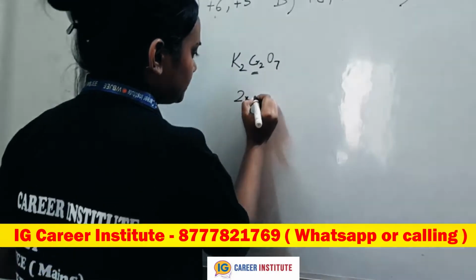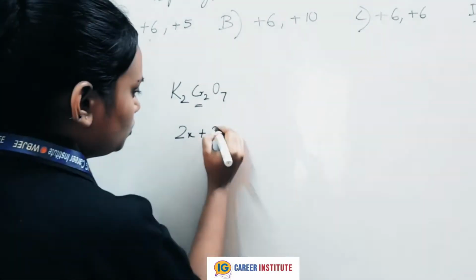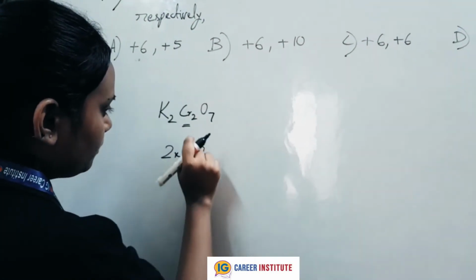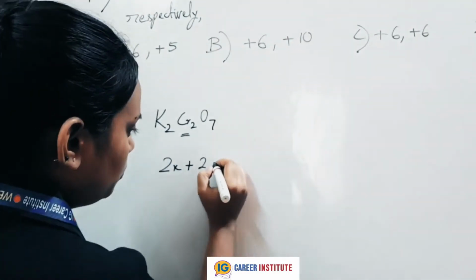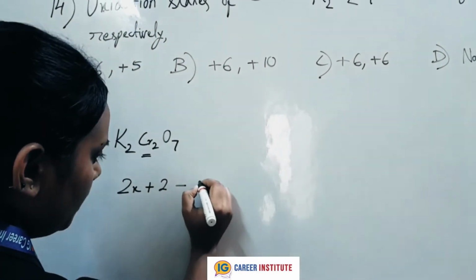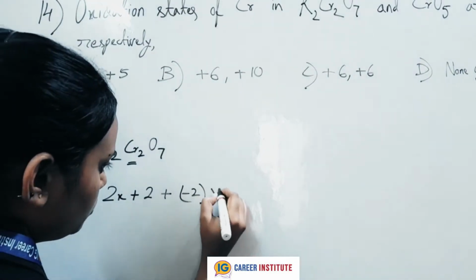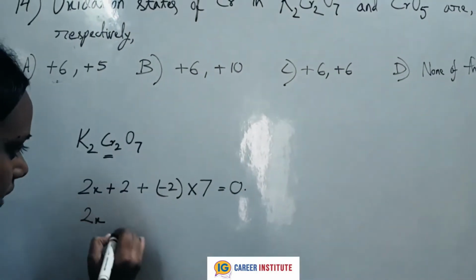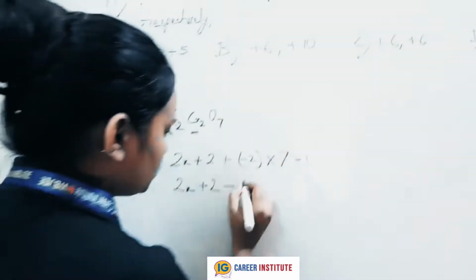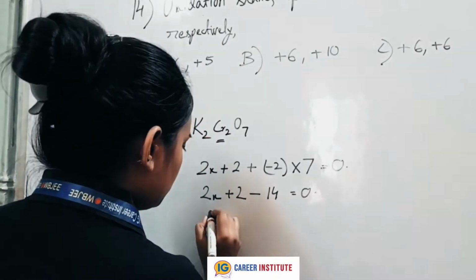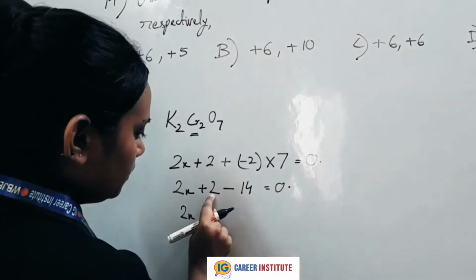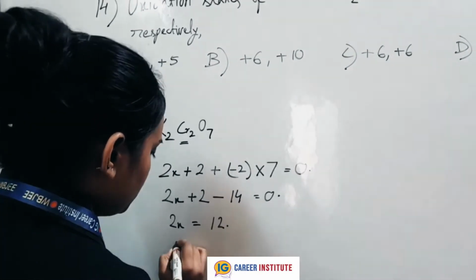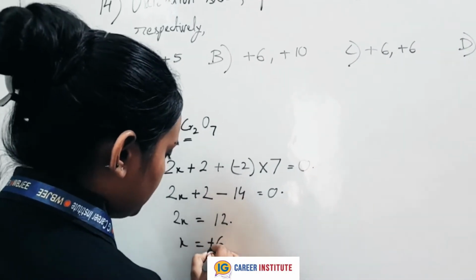So how many chromium are there? 2. So 2X plus, for potassium 2, plus, for oxygen it's a radical, negative radical, so minus 2 into how many oxygen atoms are there? 7. So that equals 0. Now if I calculate it, 2x plus 2 minus 14 equals 0. So that will come out as minus 12. If I move it to the right hand side, it will become plus 12. So x will come out as plus 6.